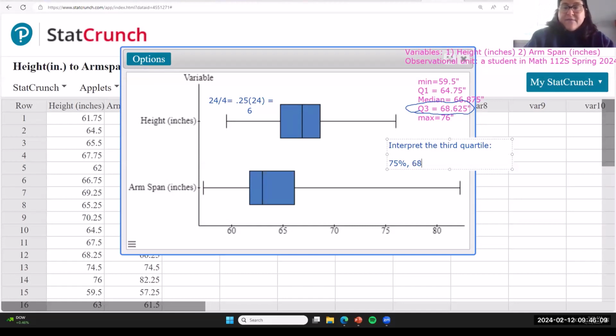So 68.625. And the quotation marks I'm putting at the end mean inches. That's shorthand for inches, just so you guys know. So I've got to put these two bits of information together.